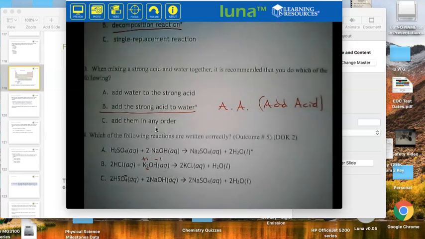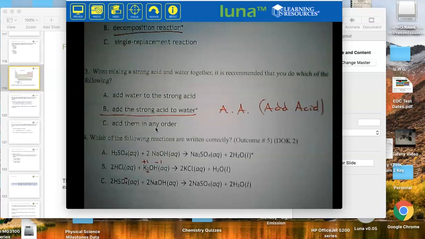Question number 3 says when mixing a strong acid and water together, it is recommended that you do which of the following? And so remember the video we watched for lab safety, you always add the acid. So you're going to add the strong acid to the water.